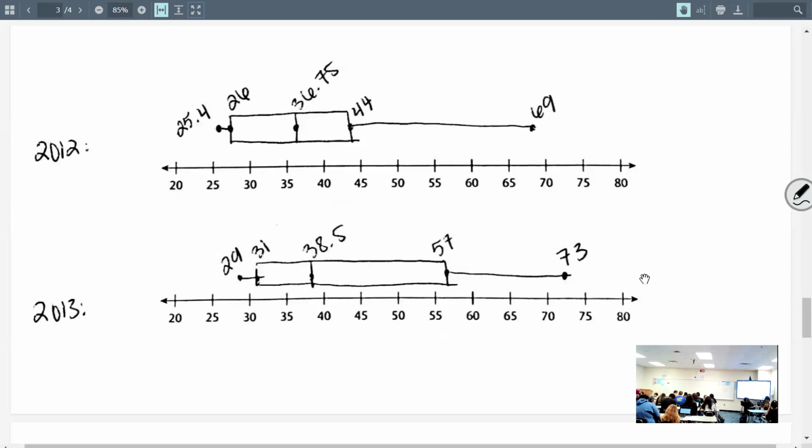Over here is one of those good comparison ones that you might see. So it might give you 2 box plots, maybe they're even on the same number line, and it might say which one has more variability. What would you say has more variability? 2013 is correct. Because the bigger the box, the more spread out the data points are. The smaller the box, the less spread out they are.